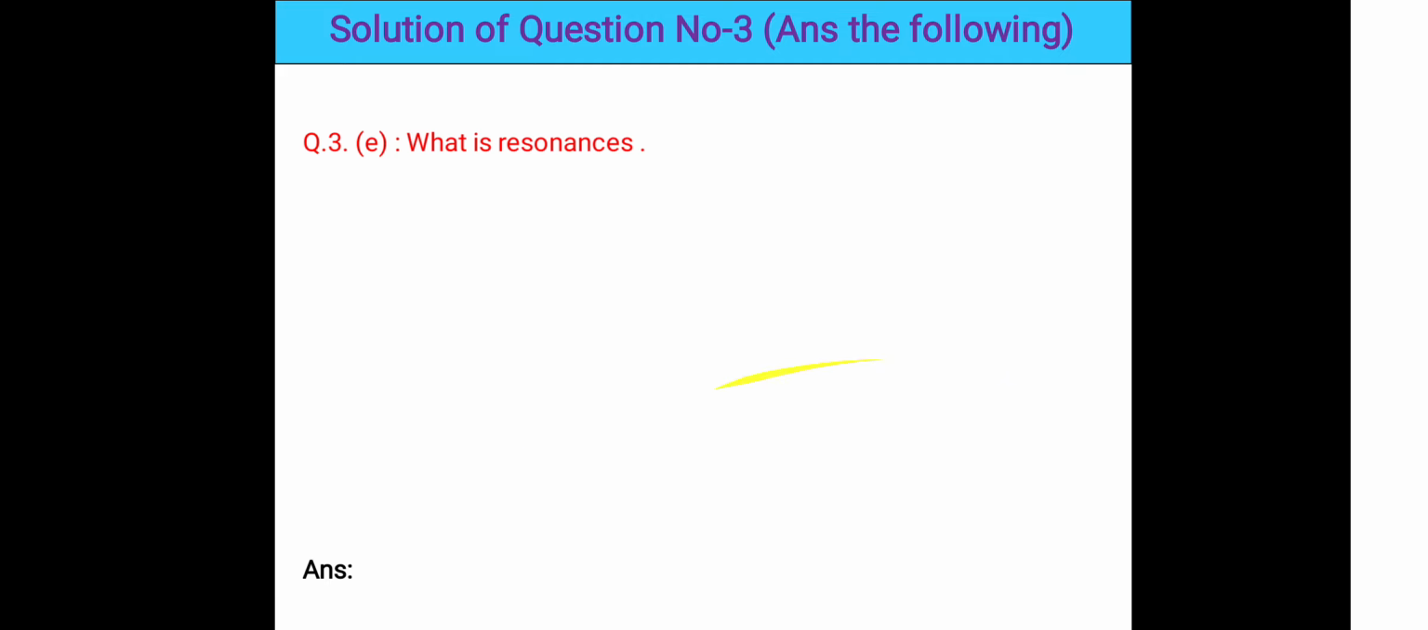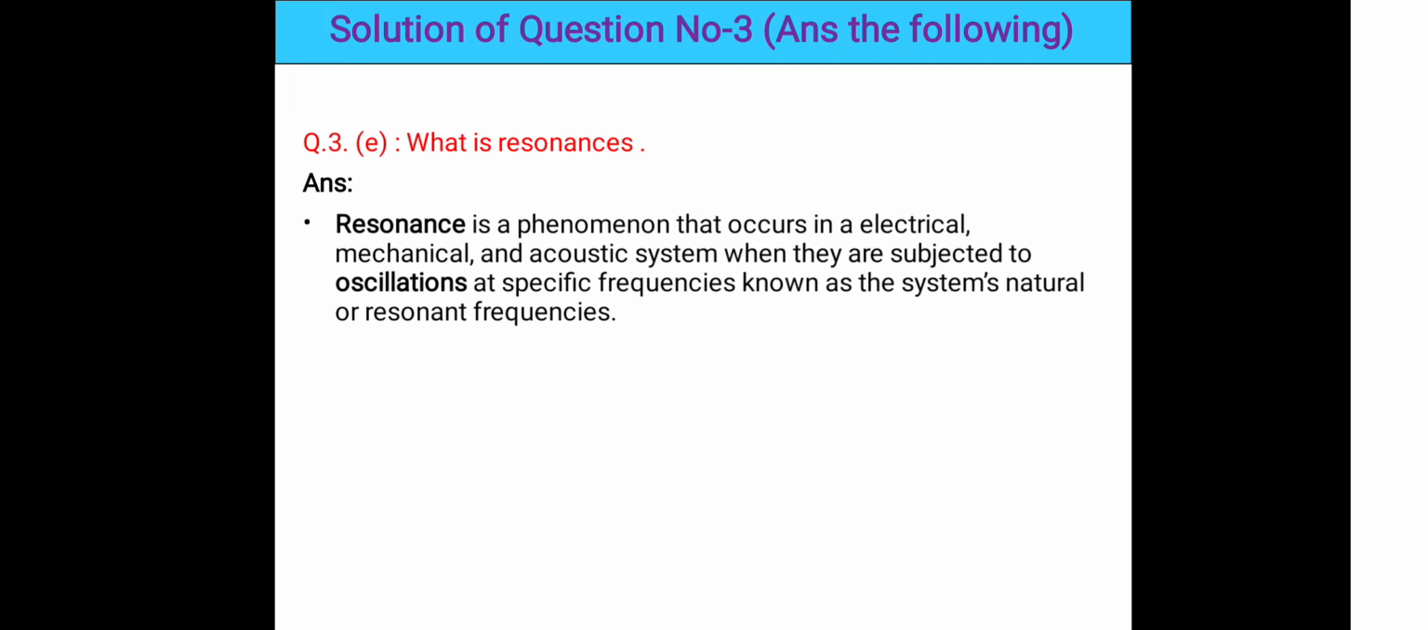What is resonance? Resonance is a phenomenon that occurs in electrical, mechanical and acoustic systems when they are subject to oscillate at a specific frequency known as the system's natural or resonance frequency.